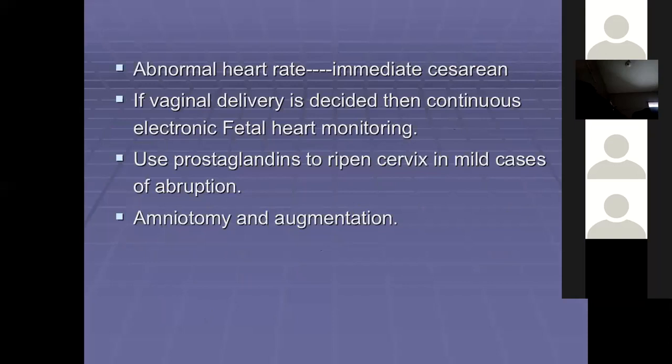If there is an abnormal heart rate, immediate cesarean section. If vaginal delivery is decided, then continuous electronic fetal heart monitoring and CTG, you must continue it. Use prostaglandin to ripen the cervix in mild cases of abruption. Amniotomy and augmentation will start.